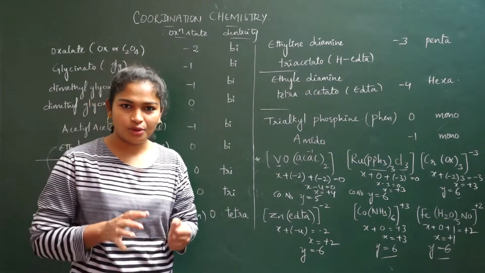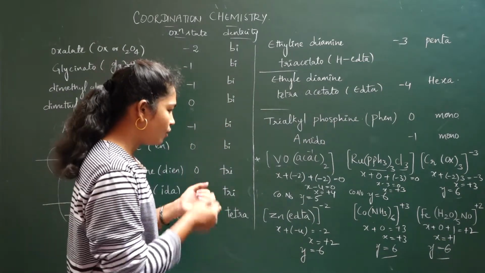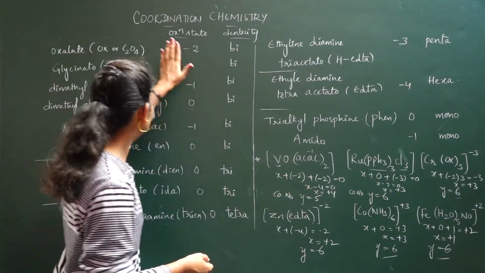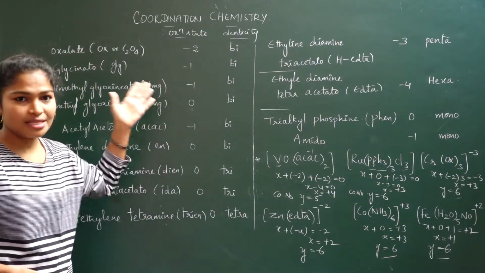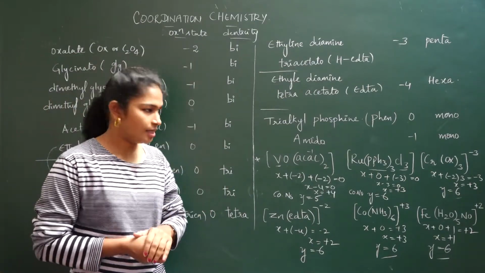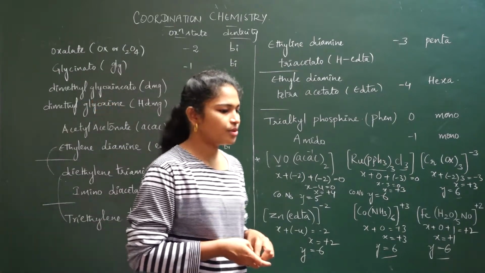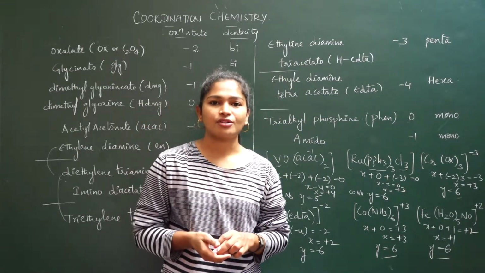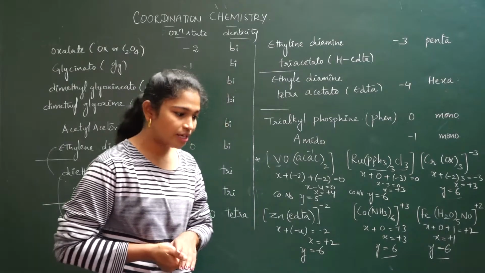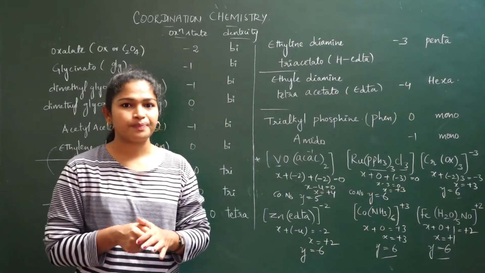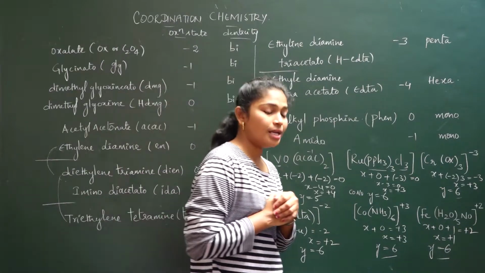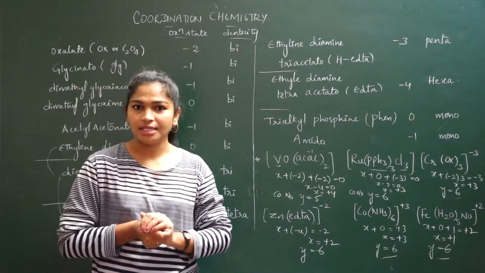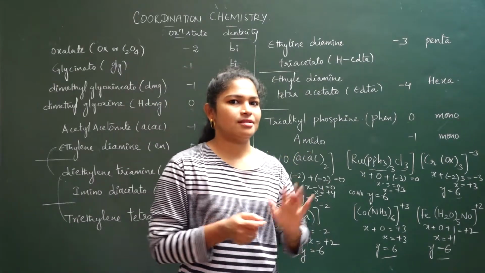So I think you are clear with this: how to find the oxidation state, what the coordination number is, what the denticity is, and what the charges present on the ligands are. One more topic is also there: EAN, effective atomic number, and VEC, valence electron configuration. If you have to find that, first of all you should know the strength of the ligands and the valence electrons present in the d block elements. Okay, now we'll see that.